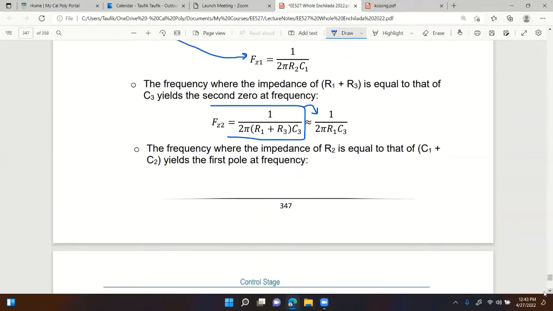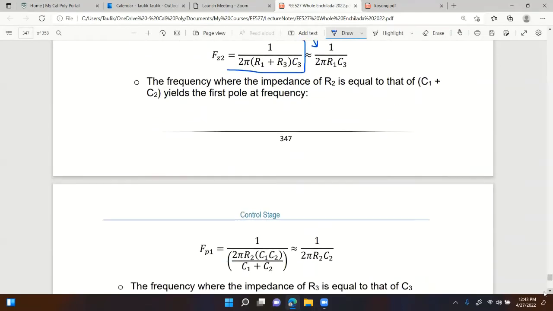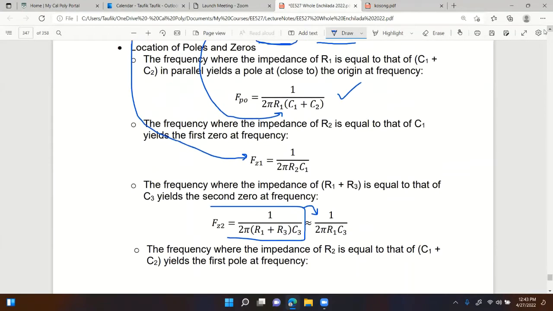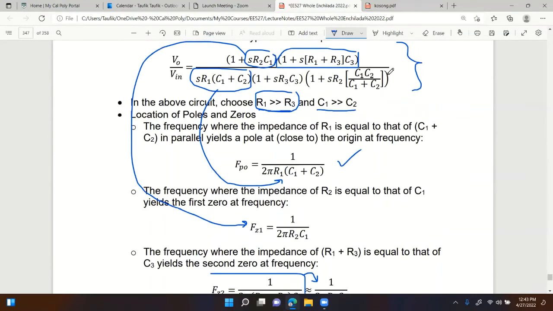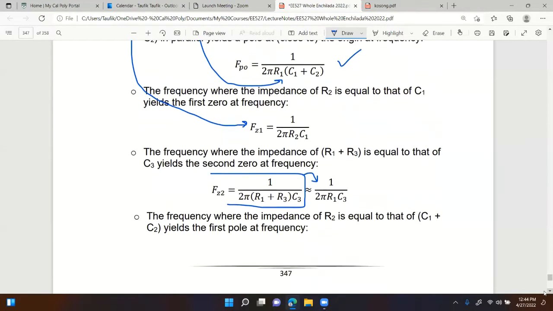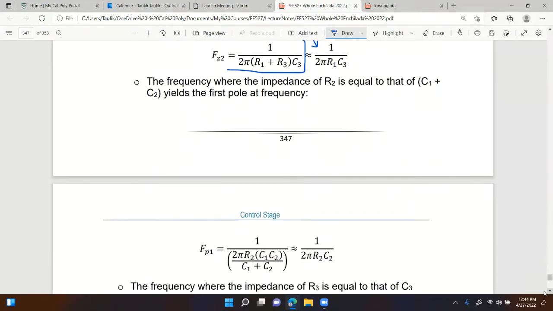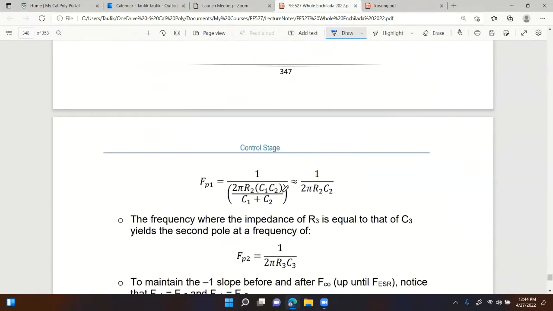Now we're going to the poles. The first pole: the frequency where the impedance of R2 is equal to that of C1 plus C2. That must be the first pole, right there. Where is it? Right here. That would give us the first pole frequency. Now you can see the equation. The actual equation is this, and then I put approximately equal to 1/2 pi R2 C2.